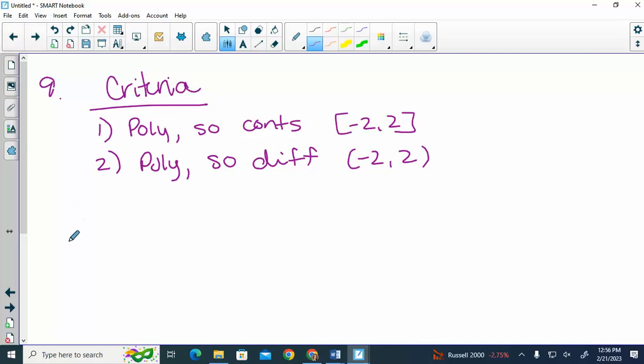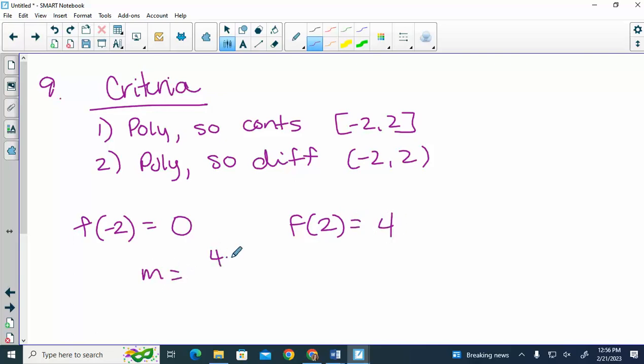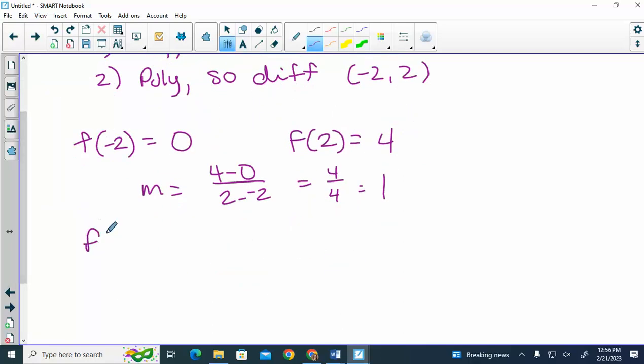Then, what the mean value theorem tells us is the derivative equals the slope between the endpoints. So we need the endpoints. If we put in -2, we get -8 plus 6 plus 2, which gives us 0. And if we put in a 2, we get 8 minus 6 plus 2 is 4. So the slope between these, y sub 2 minus y sub 1 over x sub 2 minus x sub 1, we get 4 over 4 is 1. So the derivative is going to be equal to 1 somewhere on that interval. So my derivative is 3x squared minus 3, I need that to equal 1.